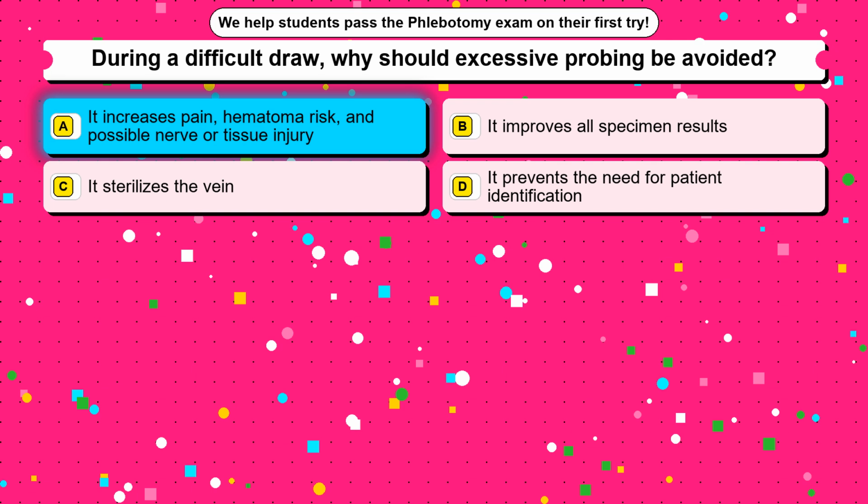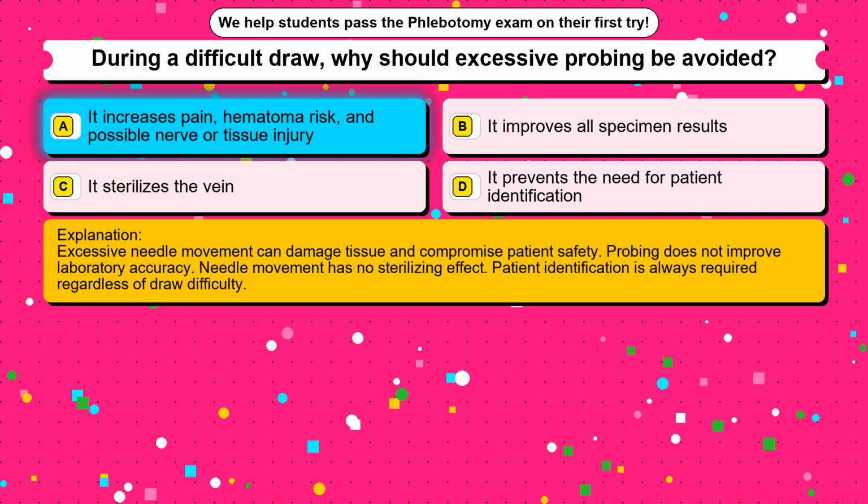The correct answer is option A. It increases pain, hematoma risk, and possible nerve or tissue injury. Excessive needle movement can damage tissue and compromise patient safety. Probing does not improve laboratory accuracy. Needle movement has no sterilizing effect. Patient identification is always required regardless of draw difficulty.